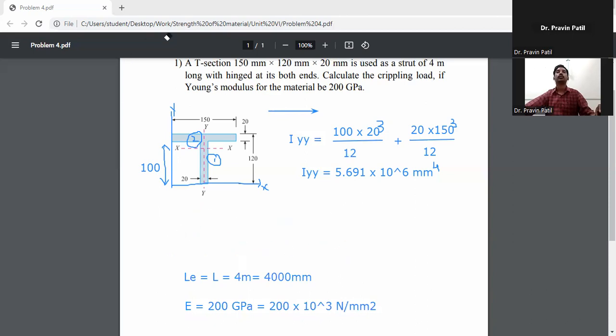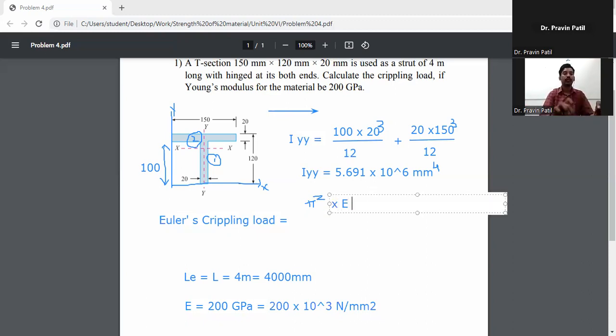So Euler's crippling load is equal to pi square into EI divided by LE square.